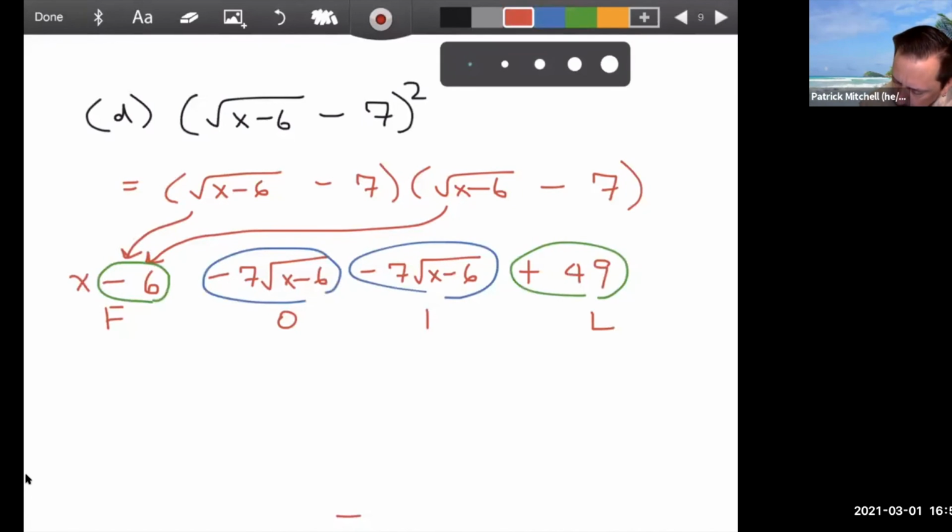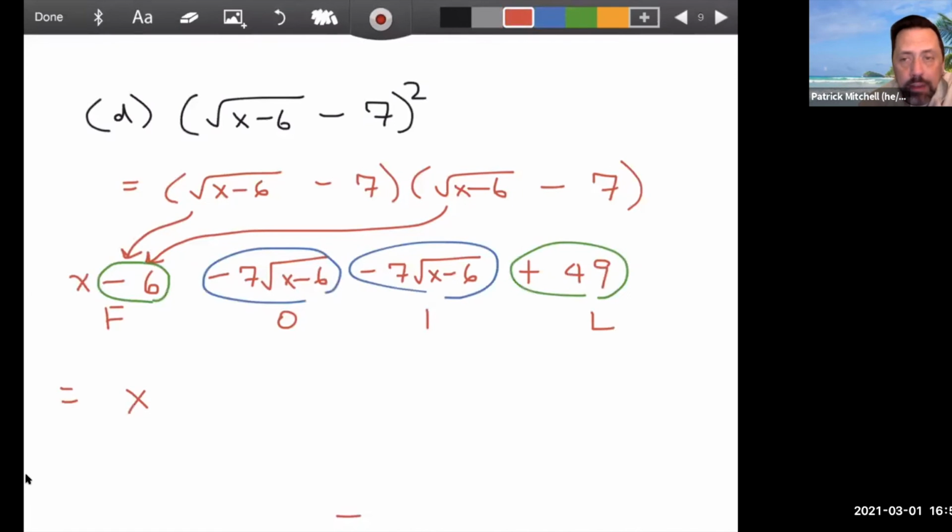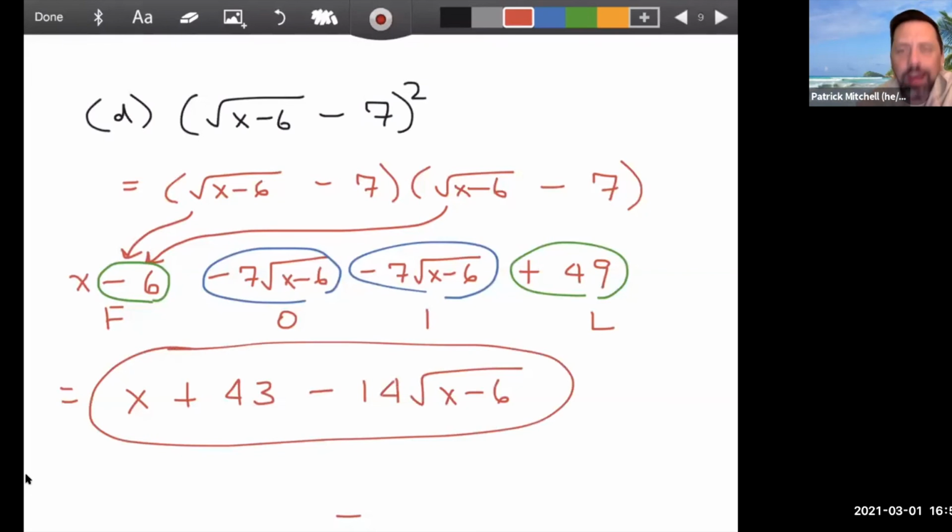So when I put those together, the x is all by itself. -6 plus 49 is plus 43. And then -7 root x minus 6 minus 7 root x minus 6 is minus 14 root x minus 6. And since none of those three terms are like terms, this is going to be the simplest form of this answer.